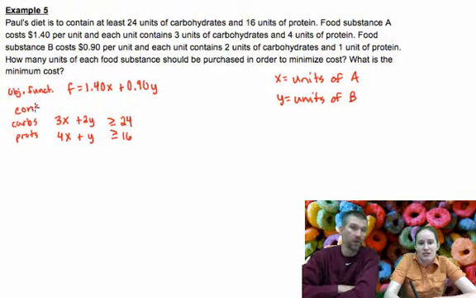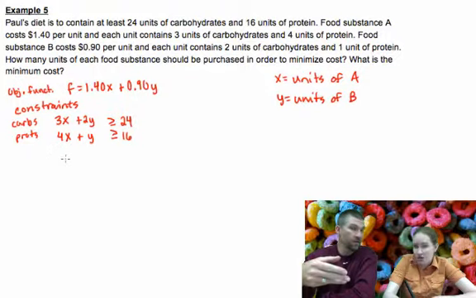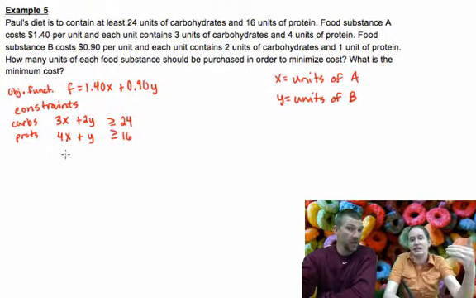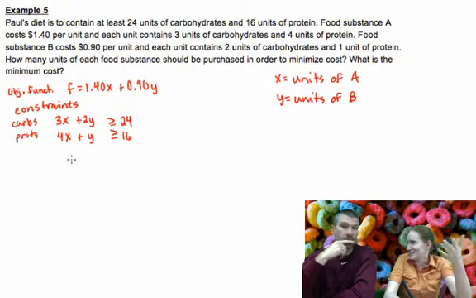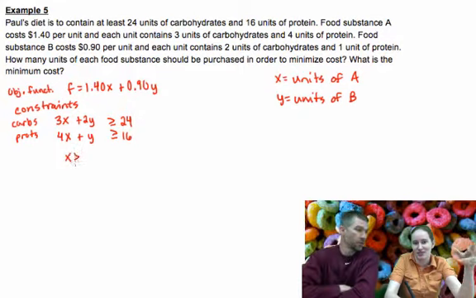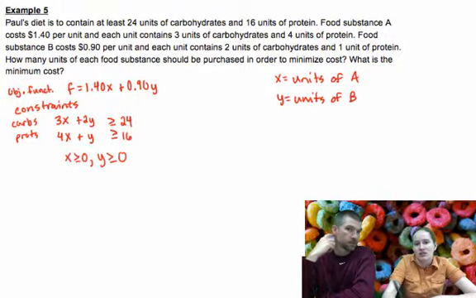So these are our constraints. That's what we just came up with. We also can't have negative amounts of either of those. He can't throw up food substance he hasn't eaten, so they have to be positive. So x and y both have to be larger than or equal to 0. Now we're ready to graph. So let's get ourselves an x and a y axis.